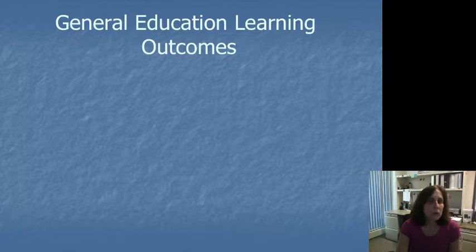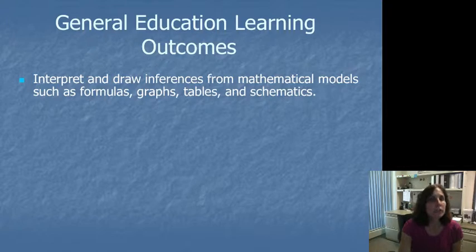Now, this course is for general education credit. So these are our general education learning outcomes in the math department. And so my tests and quizzes and activities will focus on these learning outcomes, and they're kind of broad. The first one is to interpret and draw inferences from mathematical models such as formulas, graphs, tables, and schematics. And we're going to be doing a lot of that at the beginning of the course.